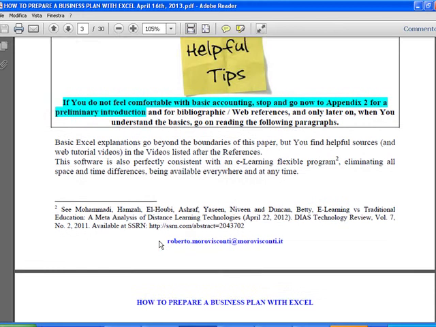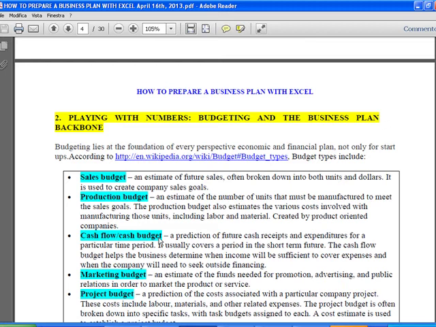We have to play with numbers. We have to be concerned with budgeting and the business plan backbone.